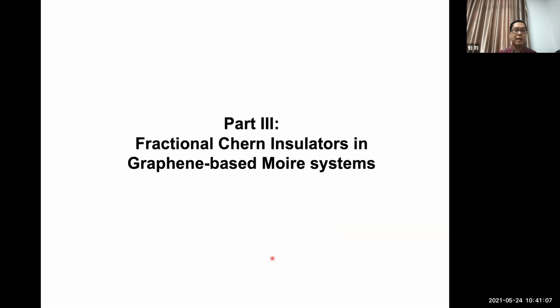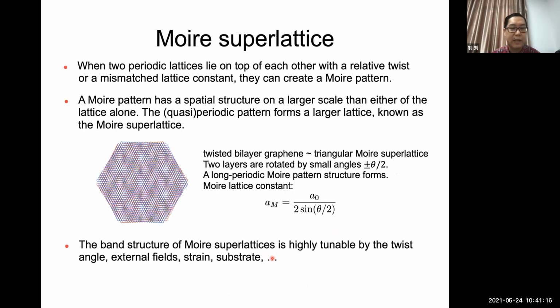Okay, now let's go to the third part, fractional Chern insulators in graphene-based moiré systems. Okay, so what is a moiré superlattice? Well, when two periodic lattices lie on top of each other with a relative twist or mismatched lattice constant, they can create a moiré pattern, and this moiré pattern has a special structure on a larger scale than either of the lattices alone. And this periodic pattern forms a larger lattice, and this is called the moiré superlattice.